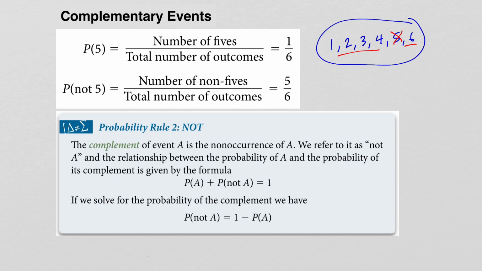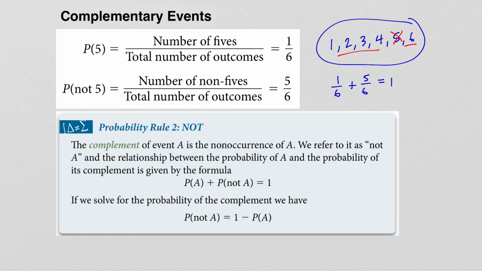What I want you to notice is that if you take these two probabilities, 1/6 and 5/6, and add these together, you get the number 1. The reason for this is because these events are complementary. They're the complete opposite of each other, and together they make up all the possible outcomes of whatever it is you're trying to do. In this case, rolling a die.